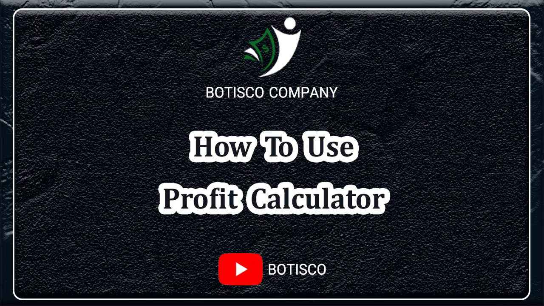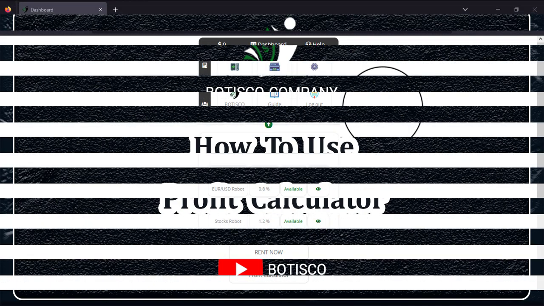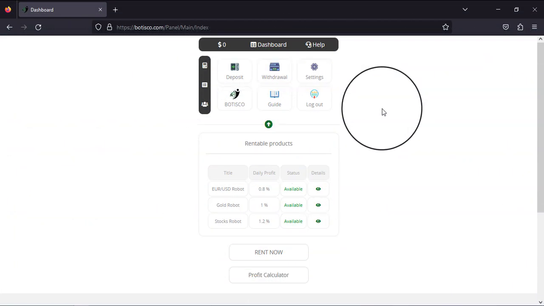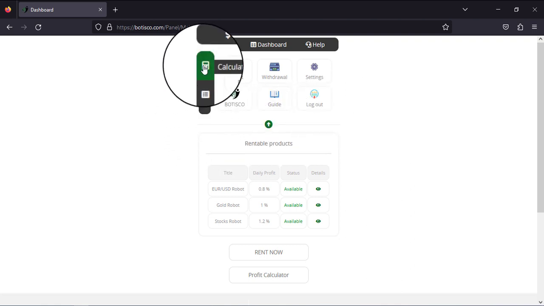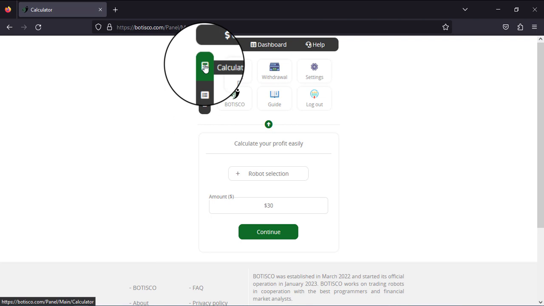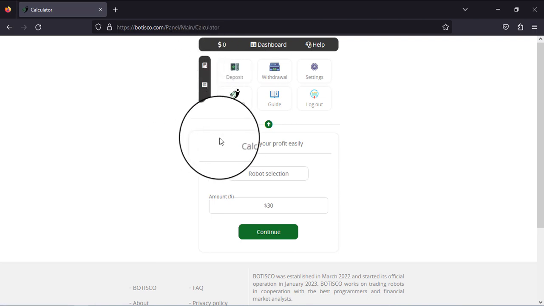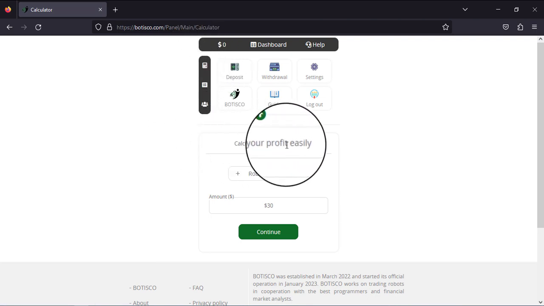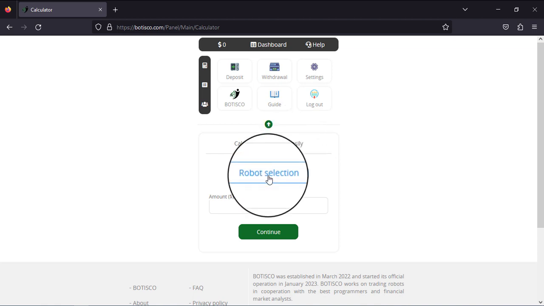I'm going to show you how to use the profit calculator in BOTISCO company. Click on the calculator link on the left side of the user panel. Using this calculator, you can easily calculate the profit you get from renting the company's robots.